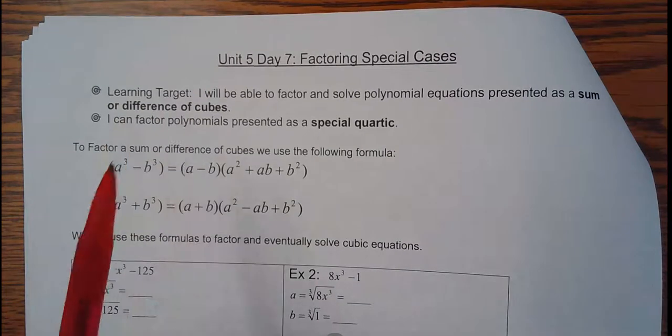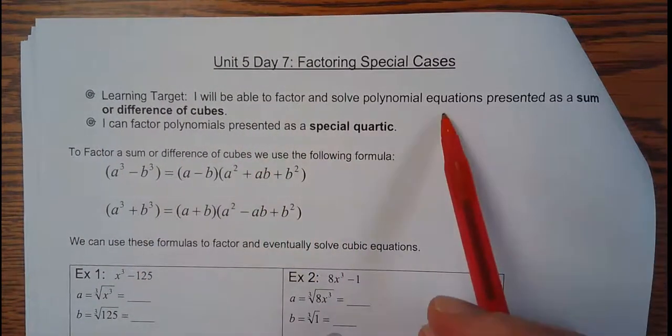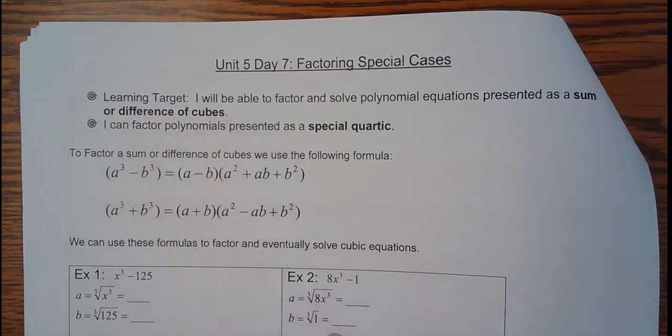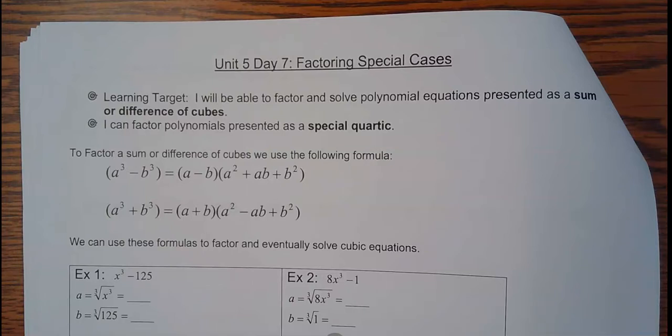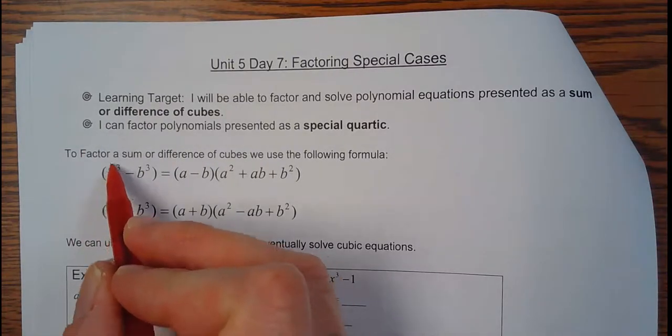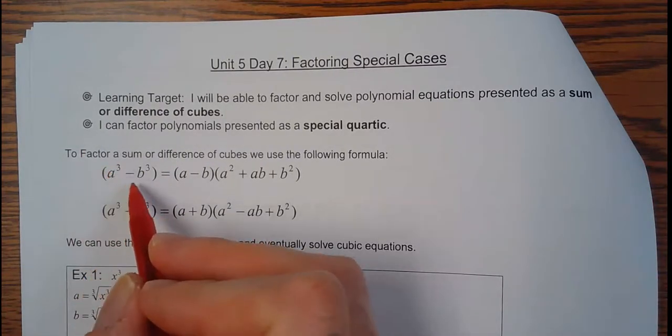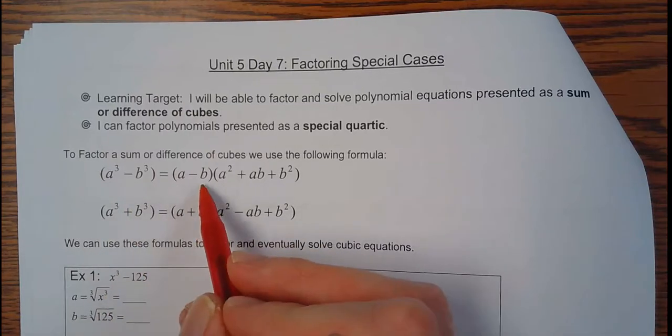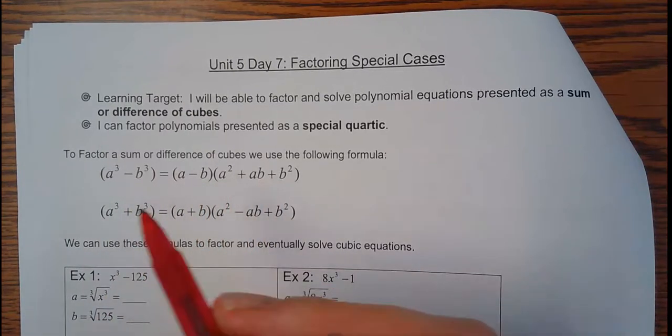So the first learning target: I will be able to factor and solve polynomial equations presented as a sum or difference of cubes. We've talked about difference of squares, not sums of squares, but difference of squares. Well, now we're going to talk about difference of cubes, and along with that, sum of cubes. So right here is an example. If I had some number cubed minus another number cubed, there's a pattern for factoring it. It's right here, and we'll work on this a whole bunch.